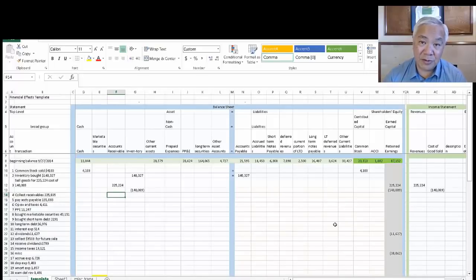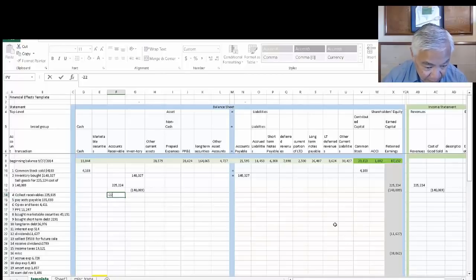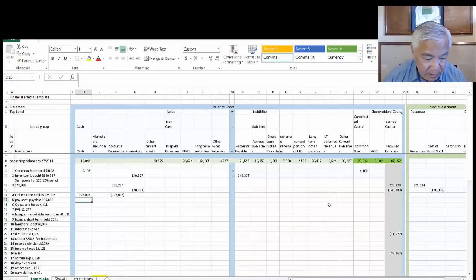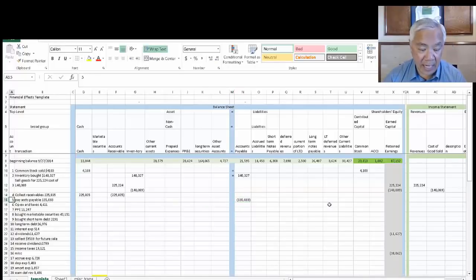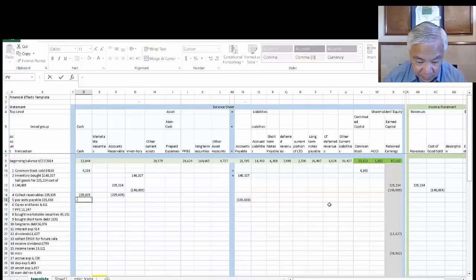Transaction 4, we collected. Our customers were true to their word. They paid us back. So we're going to reduce what they owe us, minus 225,834, and we're going to get cash, plus 225,835. And then we have accounts payable that we pay. We owed money here. We had a beginning balance of 121, and we owed 140 more. And here we paid off some bills, minus 135,033. What did we pay it with? Cash. So that goes minus 135,033. So we're still in balance and still moving.